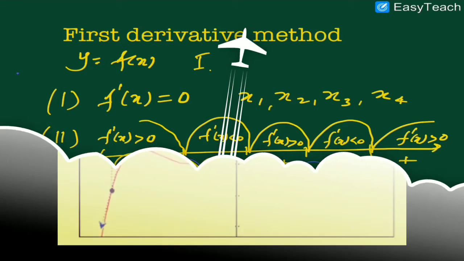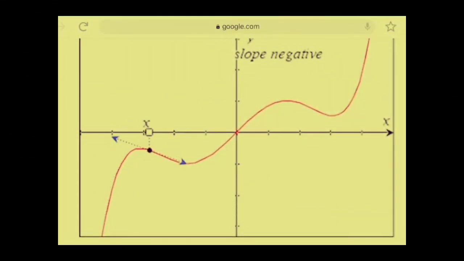Now see one example. Here we can see the slope of the tangent at the points of maxima and minima is parallel to the x-axis. And when the curve is increasing, the slope is positive, that is, f dash is positive. And when the function is decreasing, the slope of the tangent is negative, that is, f dash x is negative.